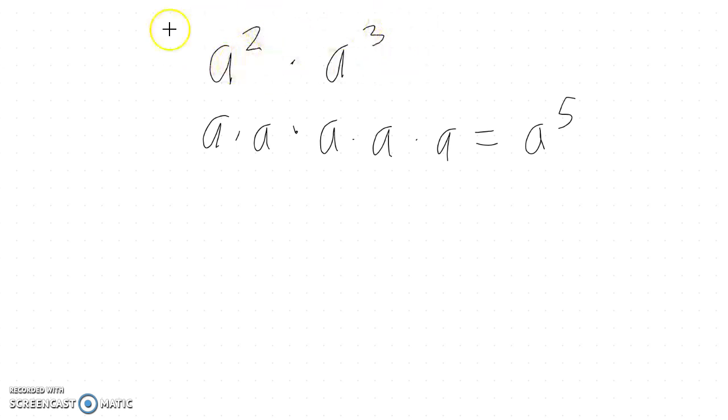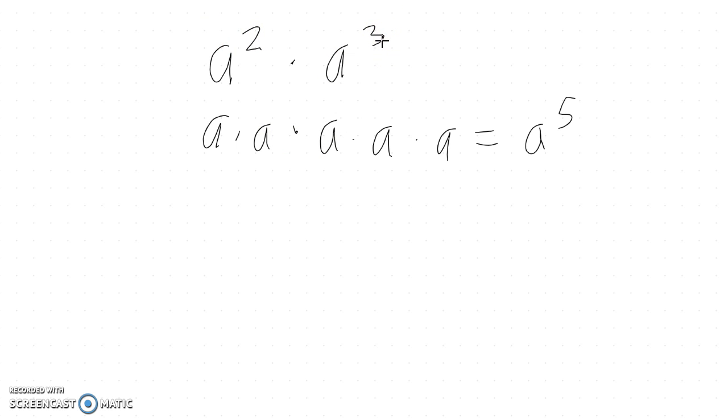If I have a squared times a to the third, that's going to be a times a, times a times a times a. That's going to equal a to the 1, 2, 3, 4, 5, so a to the fifth. Notice that this is the same as adding the exponents. In other words, a to the 2 times a to the 3 is a to the 2 plus 3, or a to the 5. So if I'm multiplying these exponent things, I'm actually going to end up adding the exponents.